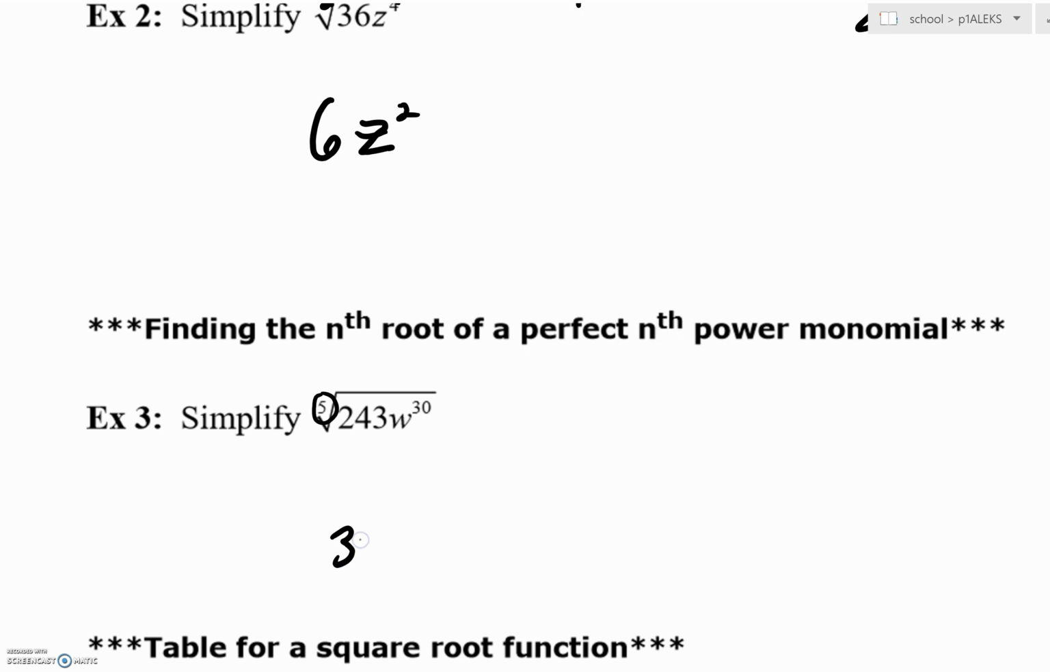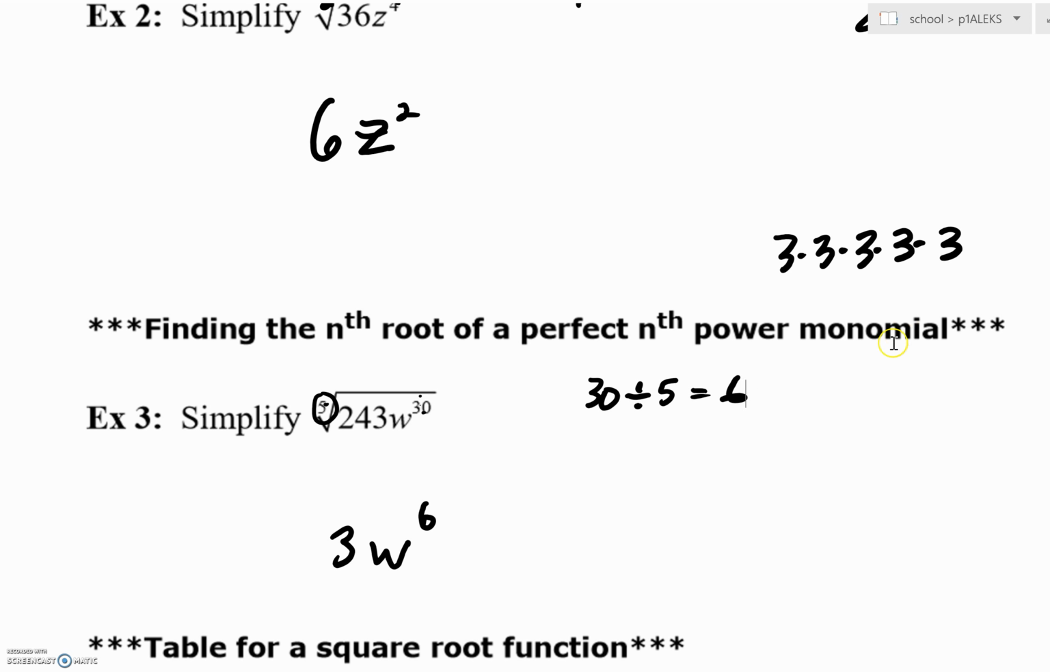Now, you could have just guessed and checked. You could have just said, well, obviously, what number times itself 5 times would get you 243? Eventually, you'd come to a 3, and it wouldn't take you too long. But what do you think the 5th root of w to the 30 is? W to the 6th. We said before we could divide. We can take 30 divided by that index, and that's w to the 6. Okay, so that's a real cool, fast way to be able to do these problems.